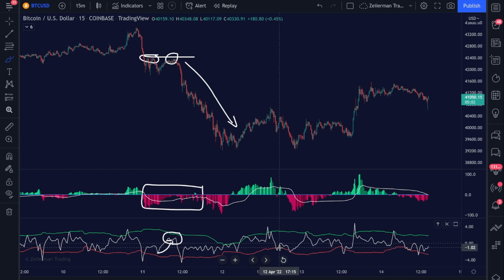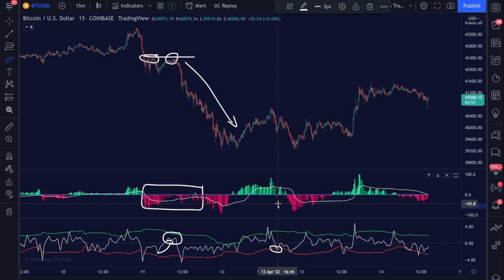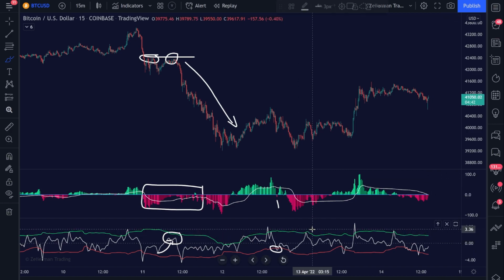Let's see if we can find a long setup. This is not a valid long setup. Look, the volatility impulse indicator peaks down, but we have red negative volume. So this is not a valid long entry. However, we have a short entry right there.